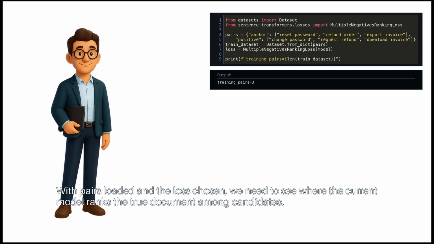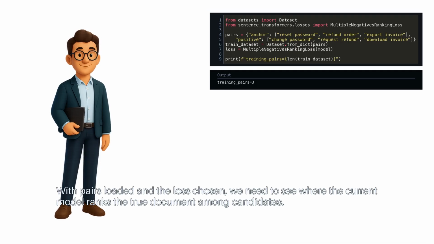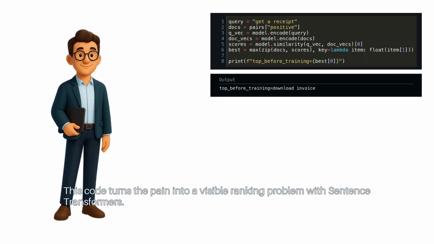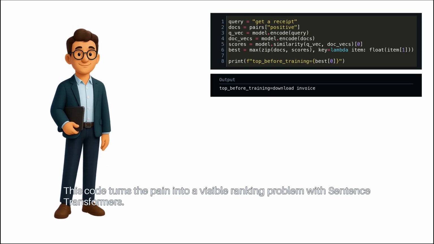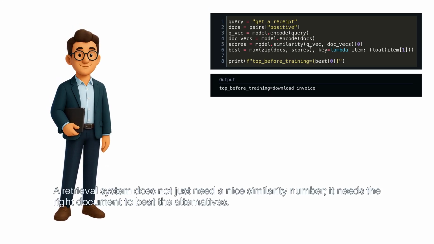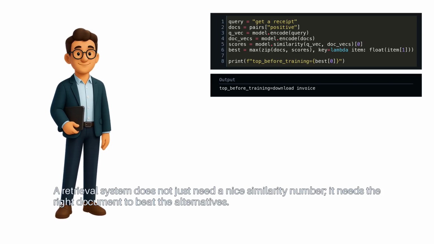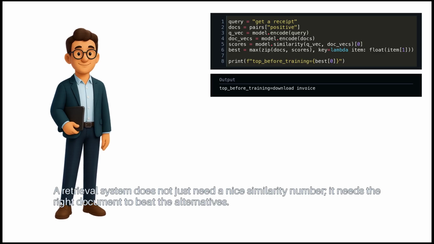With pairs loaded and the loss chosen, we need to see where the current model ranks the true document among candidates. This code turns the problem into a visible ranking problem with sentence transformers. Our retrieval system does not just need a nice similarity number. It needs the right document to beat the alternatives.